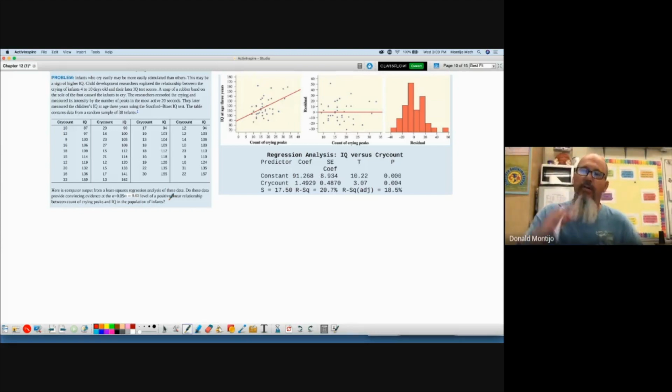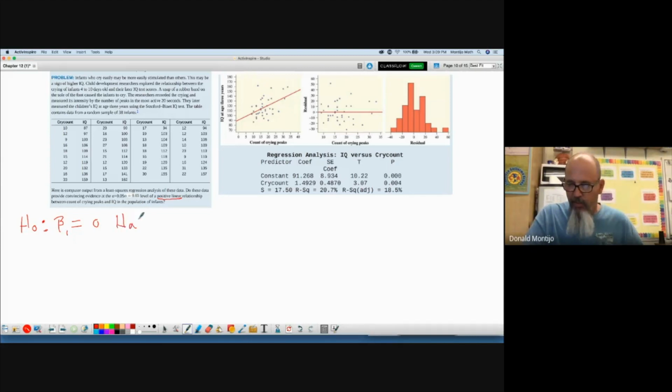All right, guess what? Four steps. What's the first step? Name the null and alternative. Okay, so the null is always there is no slope. The alternative, it says, is there convincing evidence that there is a positive linear relationship?